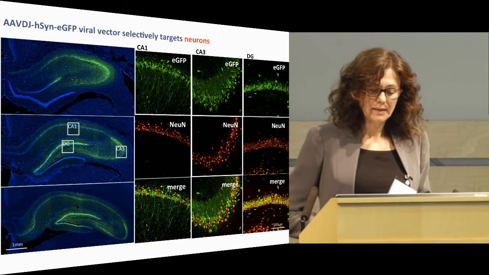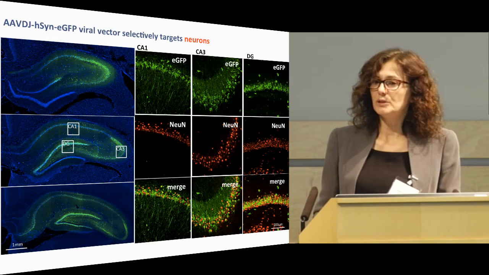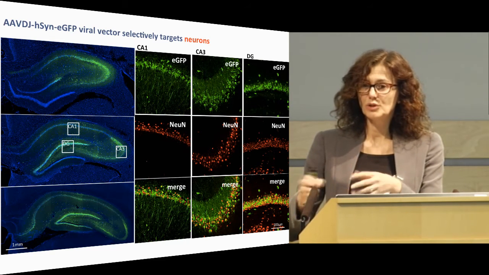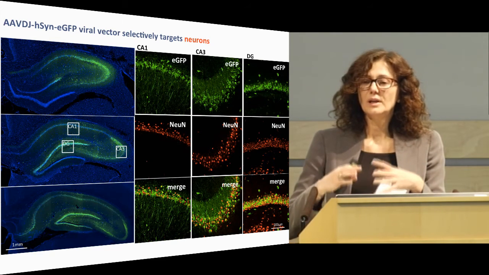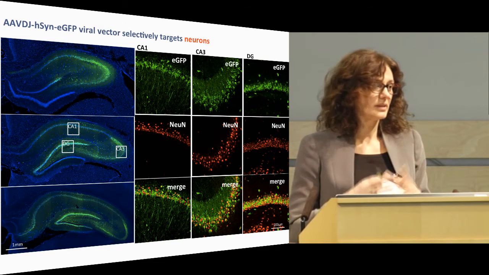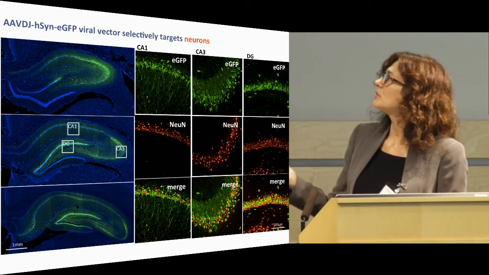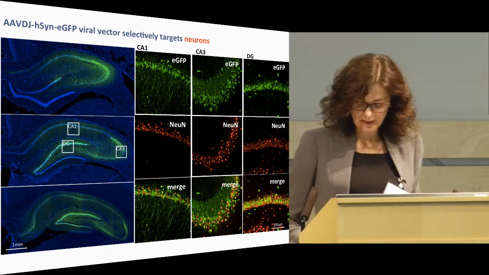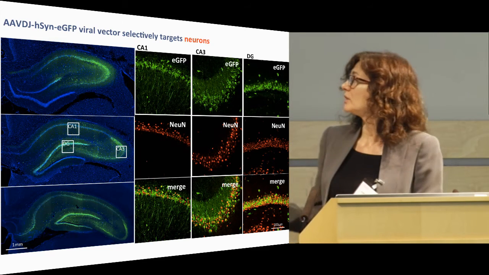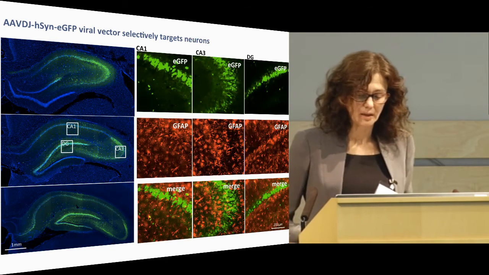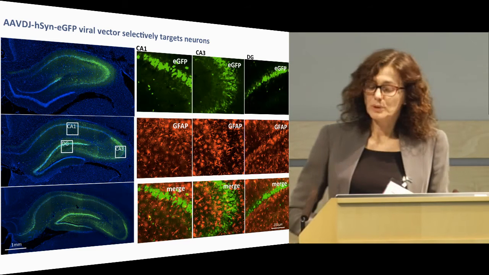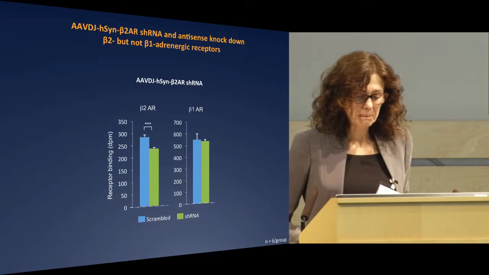So she went on and asked, well, what if we target beta-2 adrenergic receptors in neurons? So she engineered another virus. Now the promoter is synapsin, which targets neurons, and in fact the virus is targeting neurons selectively. This is the merging and the co-staining with the neuronal marker. No co-staining with astrocytic markers.